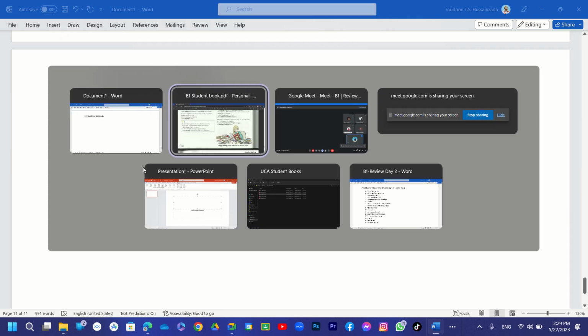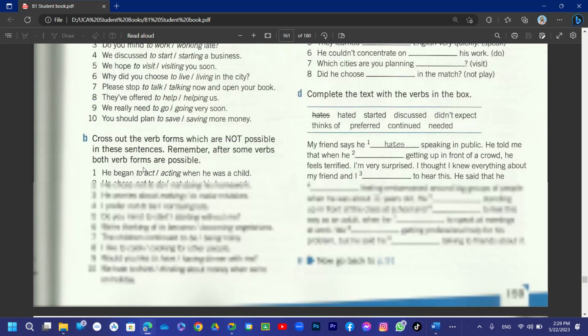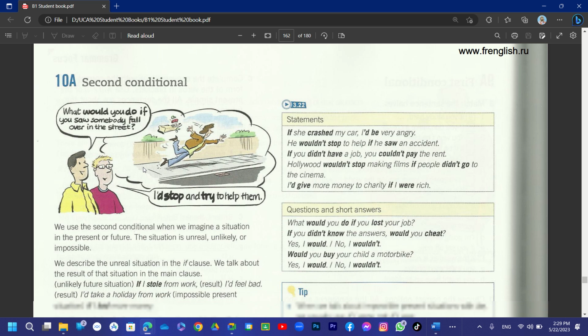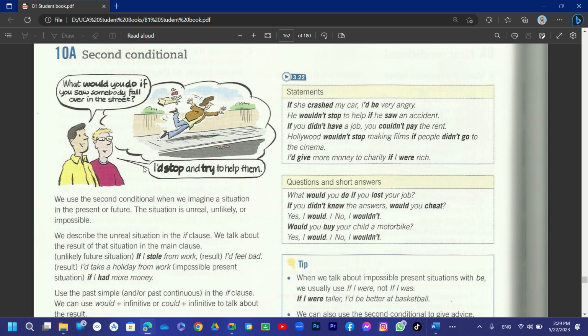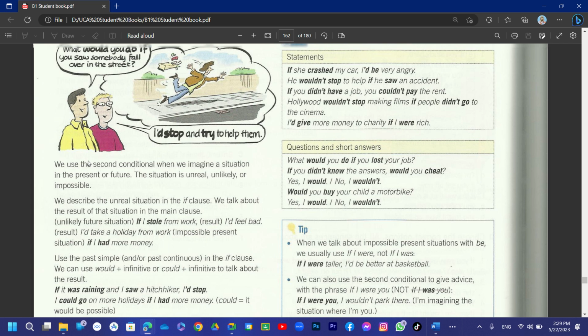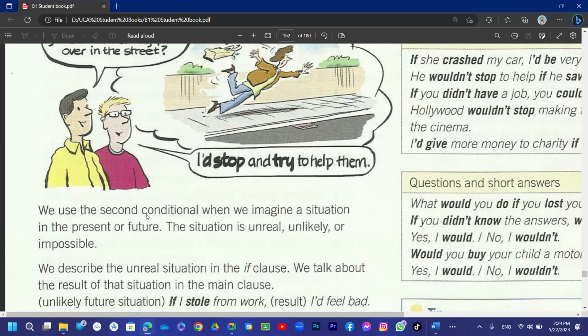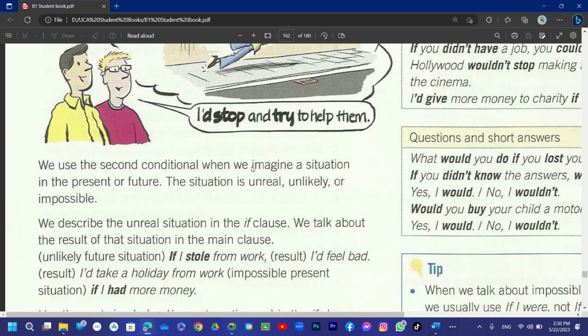Okay, coming down, guys. We have the second conditional now, right? The second conditional is also from the family of the conditionals that we just talked about, which was the first conditional. Now we are going to talk about the second one. We use the second conditional when we imagine. This is a key word, don't forget it. We use the second conditional when we imagine a situation in the present or the future. Okay, the situation is unreal, unlikely, or sometimes completely impossible.